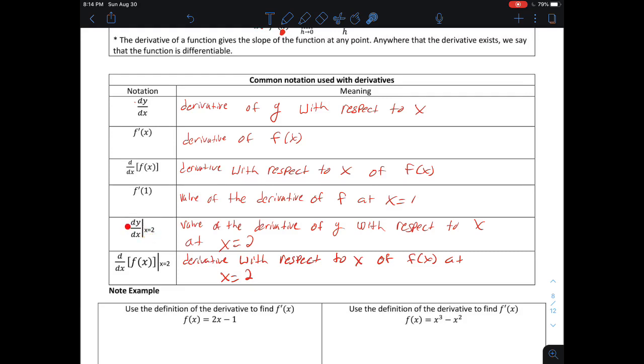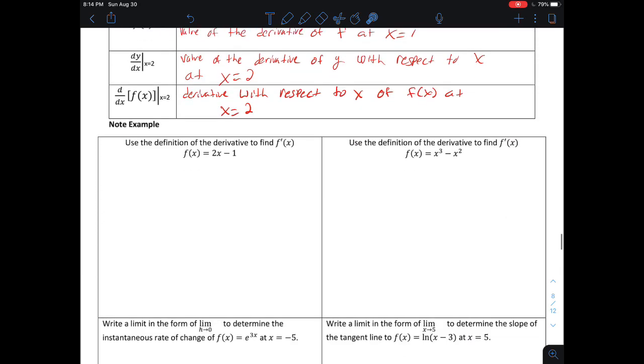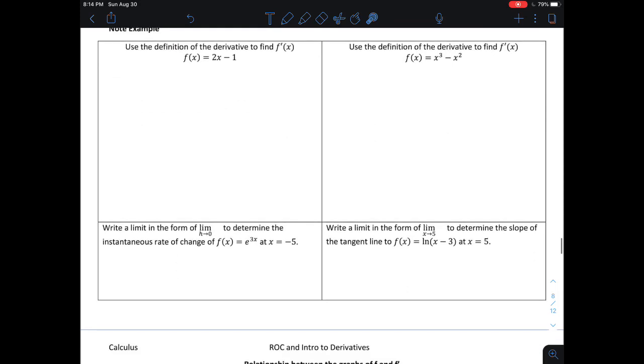Basically, what this is saying is take the derivative of y with respect to x, and then after you do that, go put 2 in for all of your x's and see what the derivative is. And lastly, this notation here at the bottom, take the derivative with respect to x of f of x, and then put 2 into that derivative. Okay, so that's some notation.